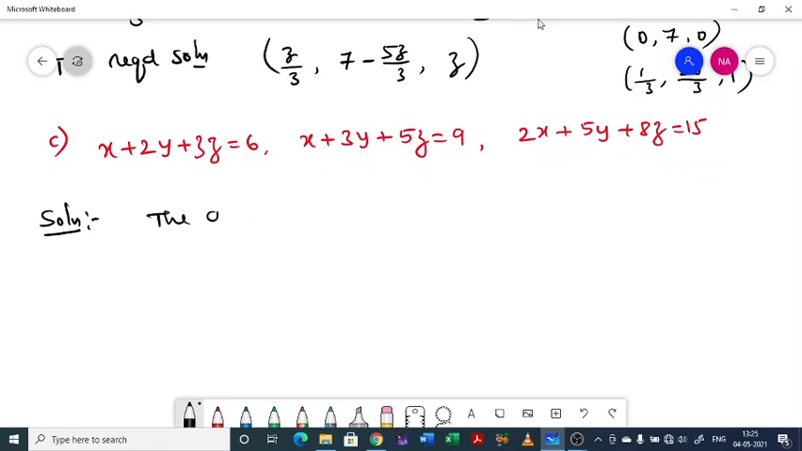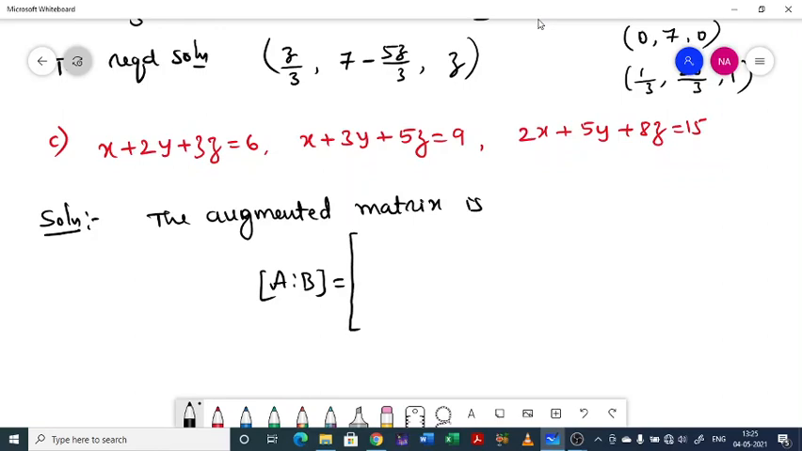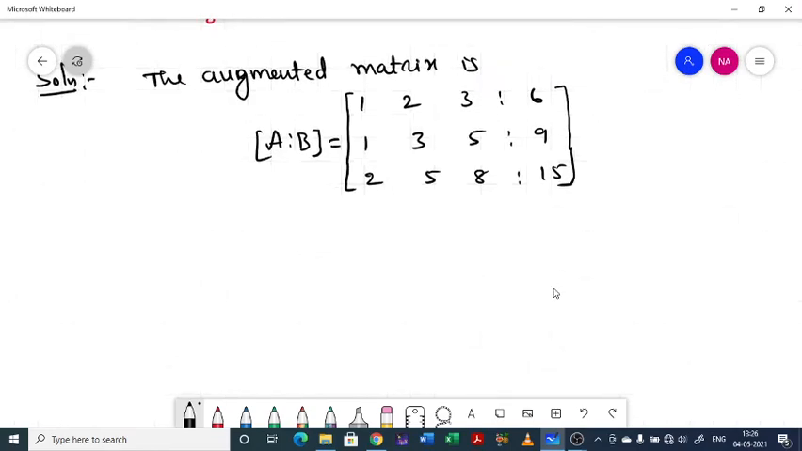The augmented matrix A colon B is equal to, first row 1, 2, 3 colon 6, 1, 3, 5 colon 9, 2, 5, 8, 15. So this is the augmented matrix. Now we have to reduce this to echelon form.